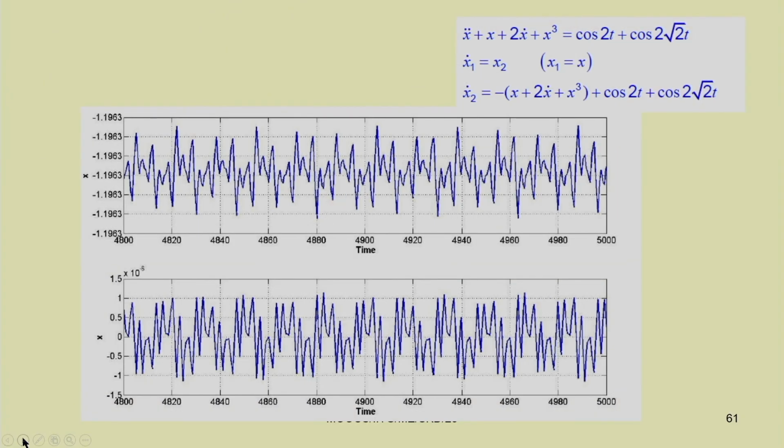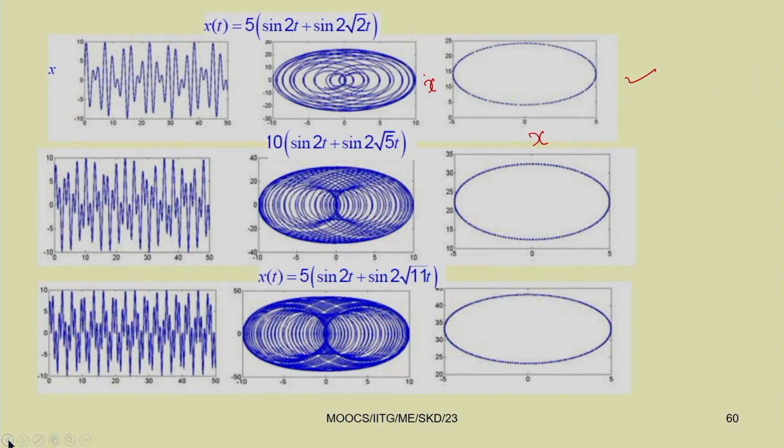Similarly, here you have taken the ratio equal to root 2. In this curve you have taken 2 root 5 by 2, so that is equal to root 5. So, here the ratio is taken to be root 5, which itself is an irrational number. Similarly, here it is plotted 2 root 11 by 2, so this is root 11, which is also an irrational number.